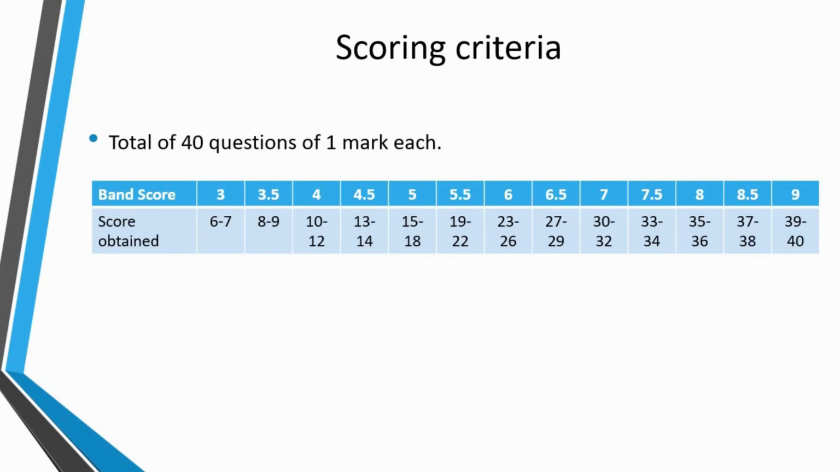That means 3.33 incorrect answers per section is allowed, which is approximately 3 incorrect answers. And to get 9 bands you should at least have 39 correct answers. You can still make one mistake.